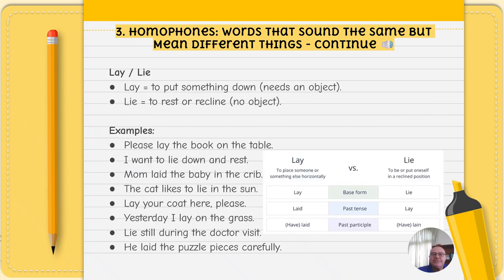Lastly, let's look at lay and lie. Lay, to put something down. It needs an object. Lie, to rest or recline. No object. Here are some examples.